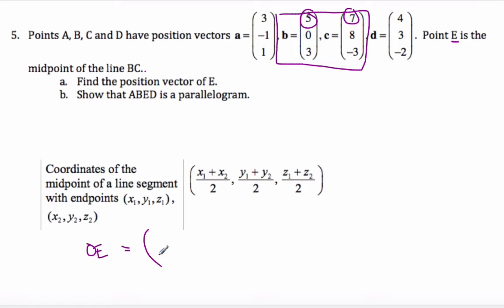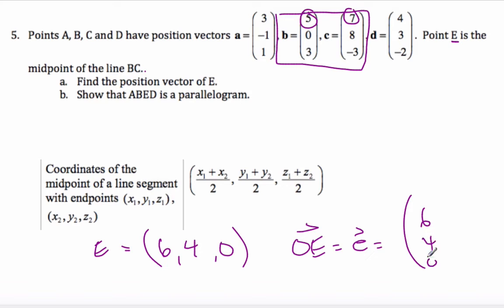So that's going to give me 12 divided by 2 is 6, 8 divided by 2 is 4, and 3 minus 3 is 0. That is the point E. And so the position vector OE, or E, will be (6, 4, 0).